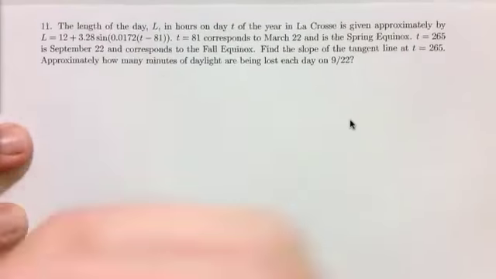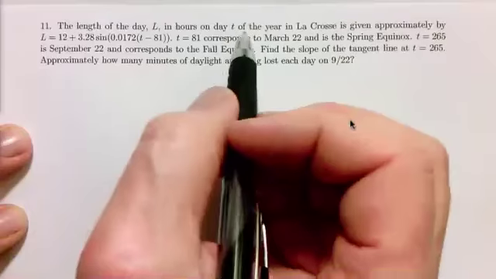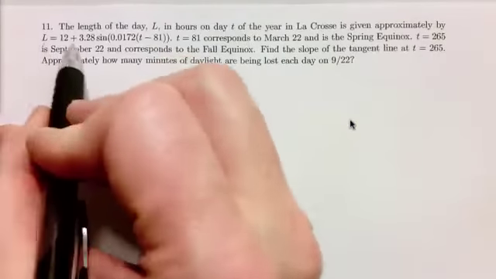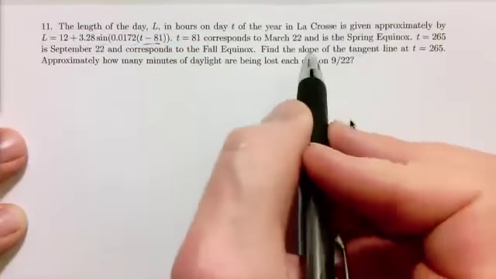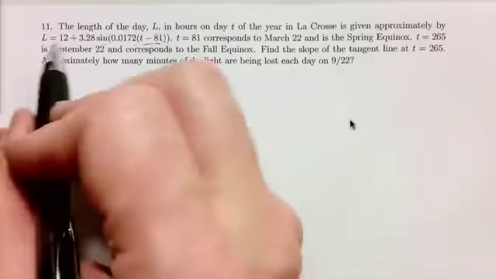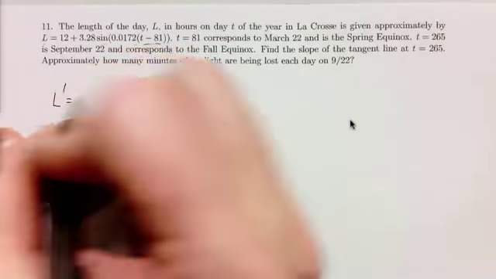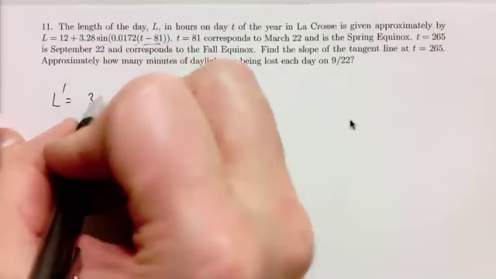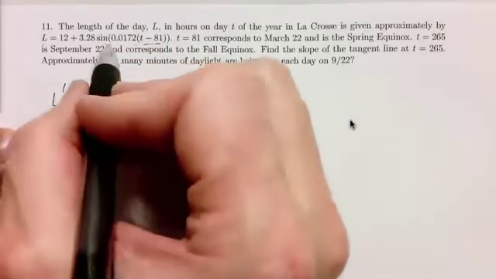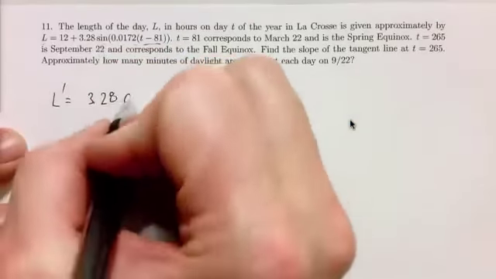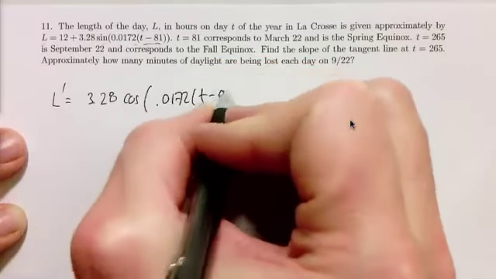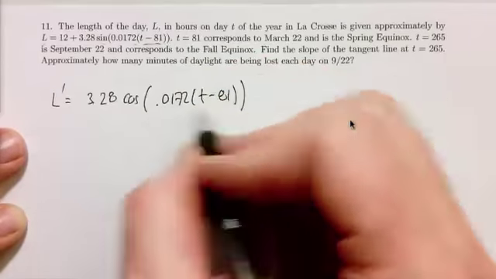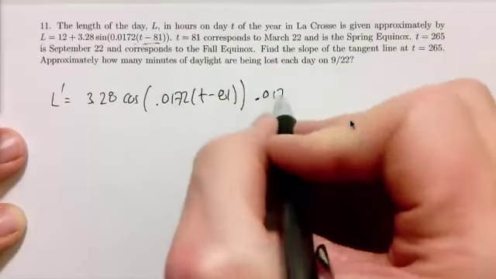So the length of the day in hours on day T of the year is given approximately by this function. If I want to find the rate of change or the slope of the tangent line at 265, I need to take the derivative. Derivative of 12 is 0. Pull the 3.28 out of my way. Derivative of sine is cosine. Leave what's on the inside alone. Multiply by the derivative of the inside, which is 0.0172.